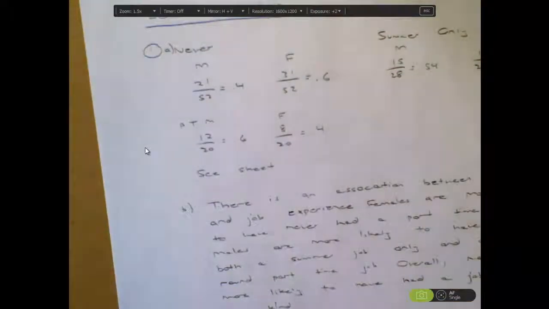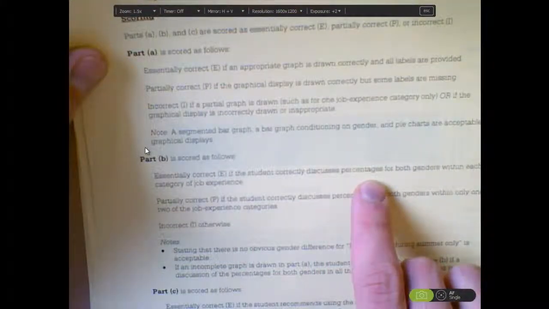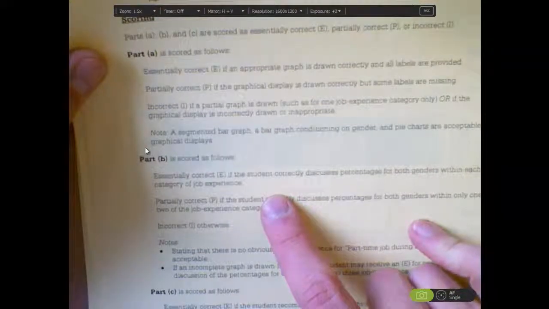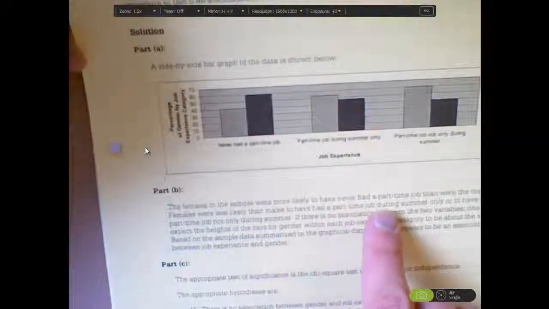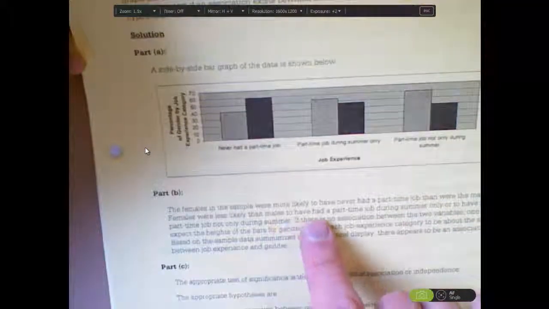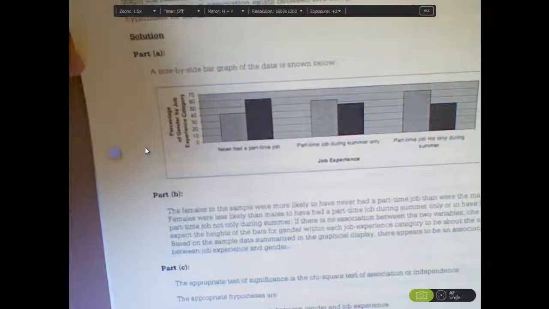For part B, what they're asking us to do is summarize what the distribution shows. Looking at the rubric, it's essentially correct if you correctly discuss percentages for both genders within each category of job experience. So you'll notice what they did. The females in the sample were more likely to have never had a part-time job than were males. Females were less likely than males to have had a part-time job during the summer only or just for the whole year. And if there's no association, then they would be about the same.